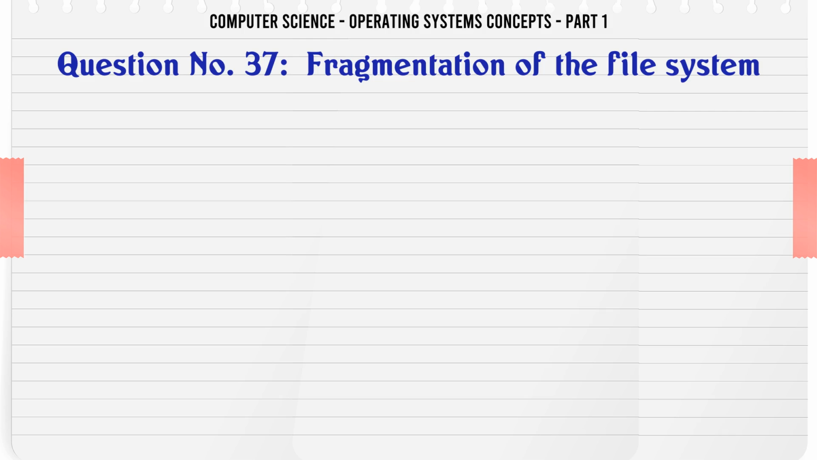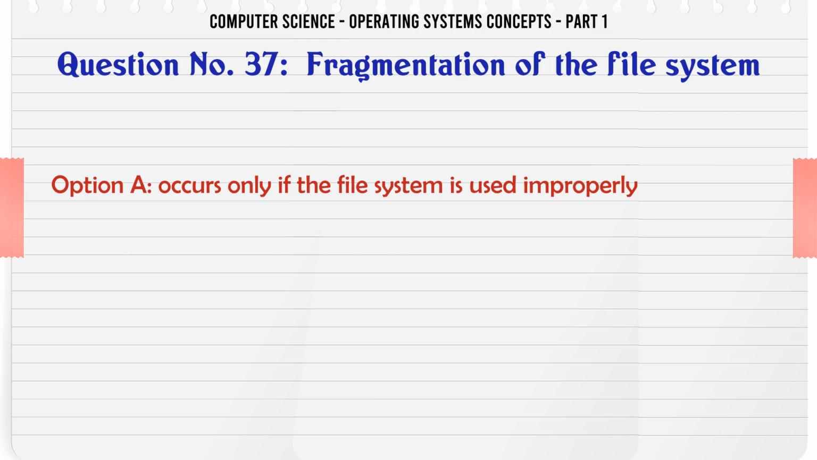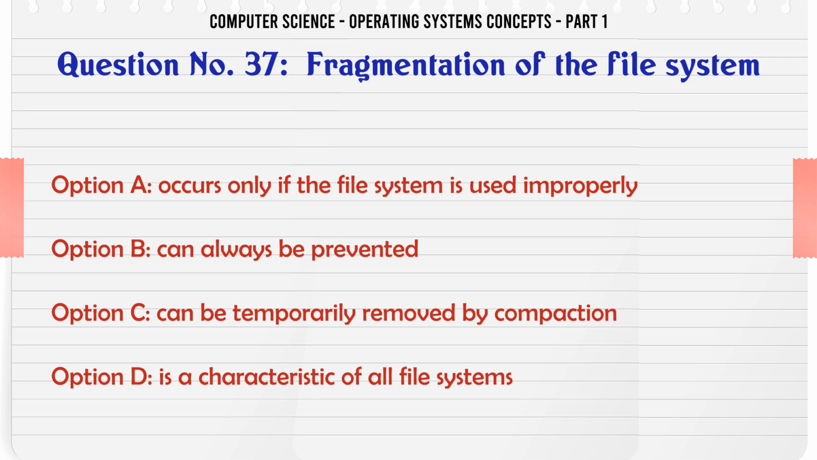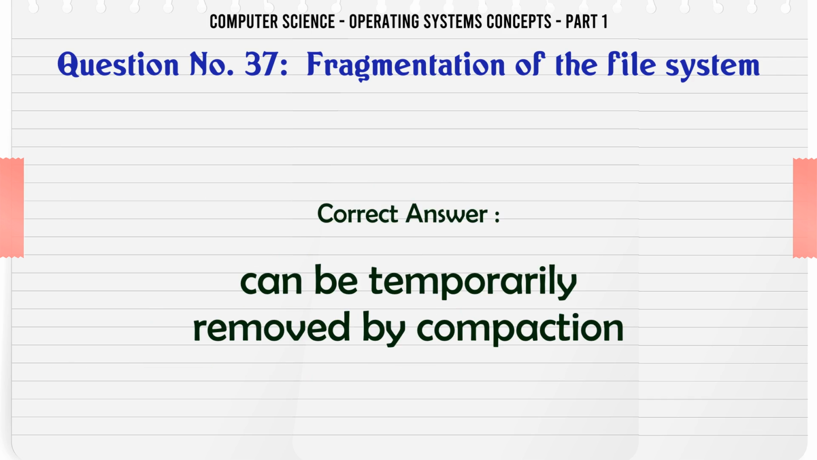Fragmentation of the file system. A occurs only if the file system is used improperly. B can always be prevented. C can be temporarily removed by compaction. D is a characteristic of all file systems. The correct answer is can be temporarily removed by compaction.